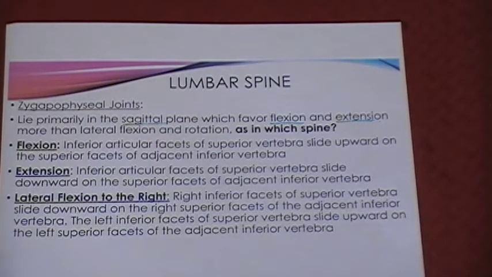Then with lateral flexion to the right, you're going to have the right inferior facets sliding downward on the right superior facets of the adjacent vertebrae. And on the opposite side, the side that's not being side bended toward, you're going to have the left inferior facets of the superior vertebrae sliding upward on the left superior facets of the adjacent vertebrae.